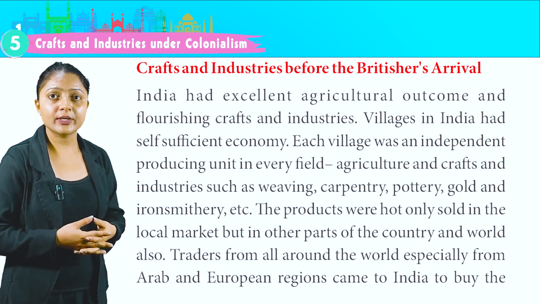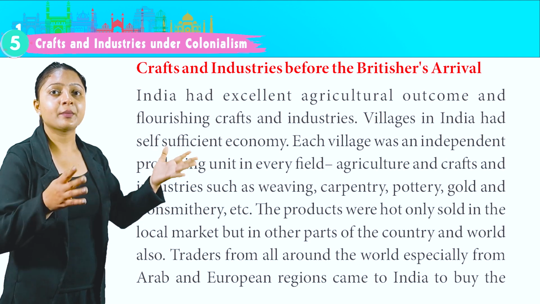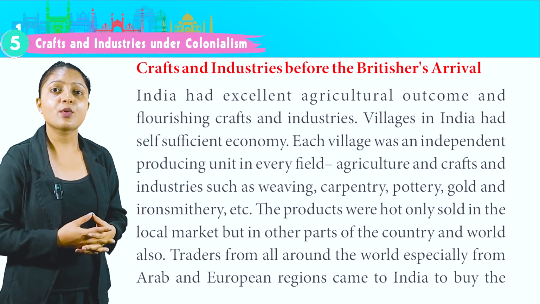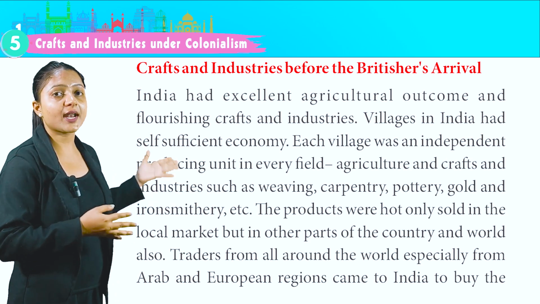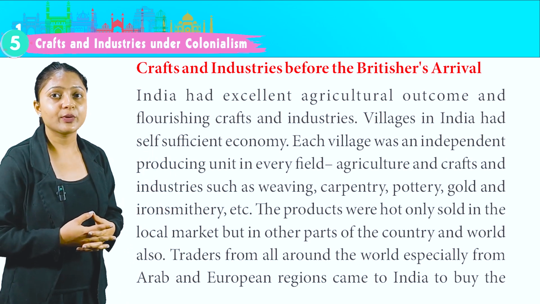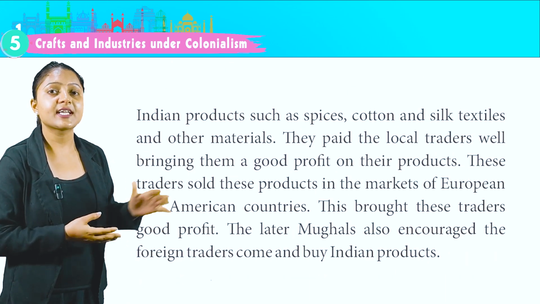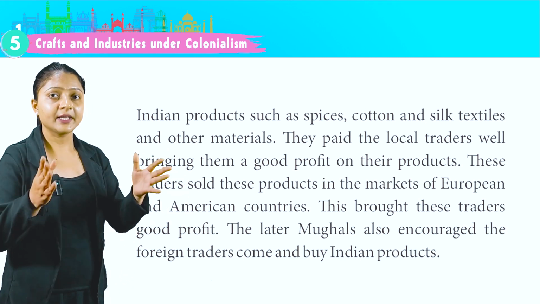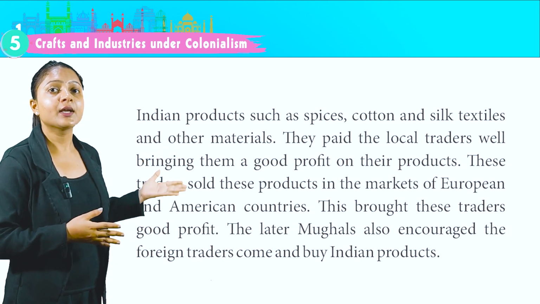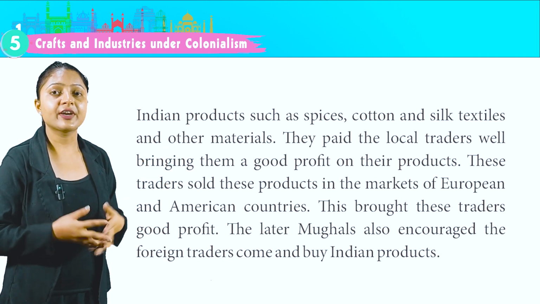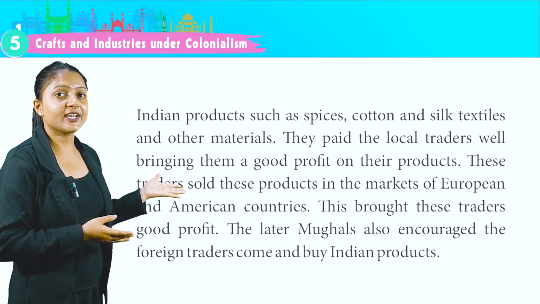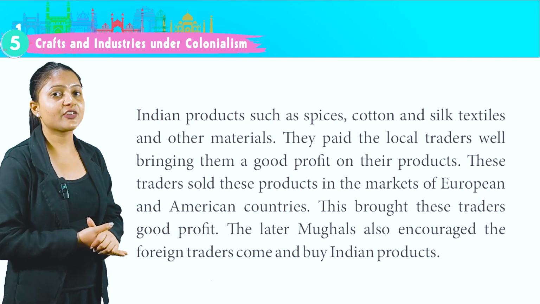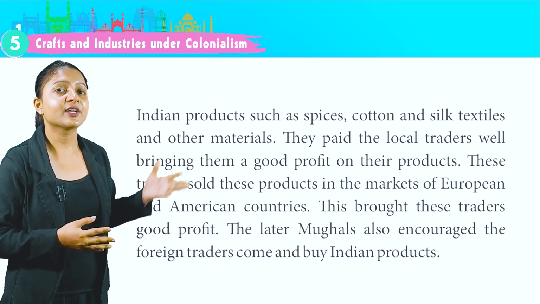The products were not only sold in the local market but in other parts of the country and world also. Traders from all around the world, especially from Arab and European regions, came to India to buy Indian products such as spices, cotton and silk textiles and other materials. They paid the local traders well, bringing them a good profit on their products. These traders sold these products in the markets of European and American countries. This brought these traders good profit.